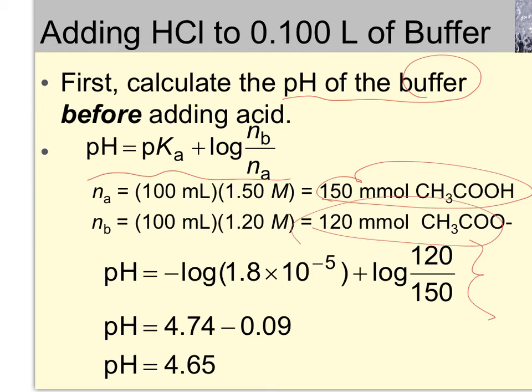Plug those values into Henderson-Hasselbalch using the pKa of acetic acid, and we find that the pH of the original acetic acid buffer is 4.65. So remember that, and now we're going to add that same quantity of HCl to this buffer and see how it changes the pH.